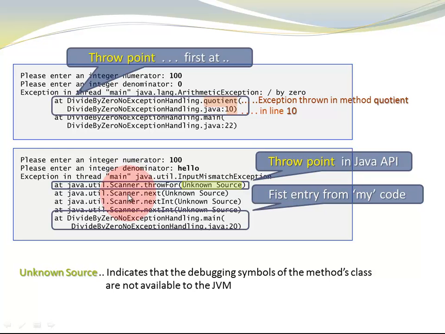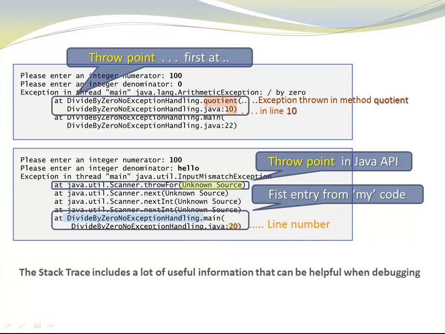All those classes here, Scanner, Scanner, Scanner, Scanner, are from the Java API. I go down until I reach the first statement in my own code. Here it says divide by 0, no exception handling. That's the code I'm interested in. That's where I'm looking for the potential cause of the problem. It shows me the name of the class and the line number. It also gives me the method it happened in, main. The stack trace includes a lot of useful information that can be very helpful when debugging. So I want to encourage you to look at it and take advantage of the information provided.